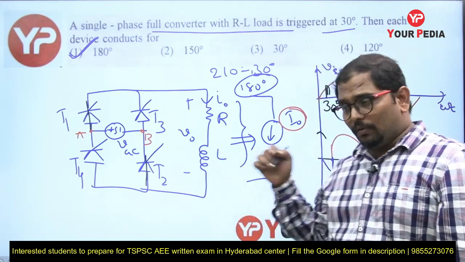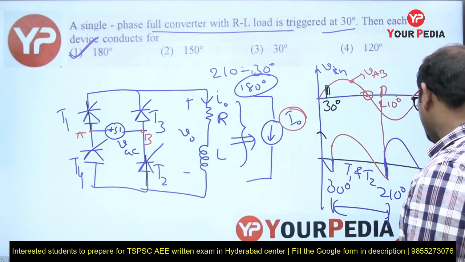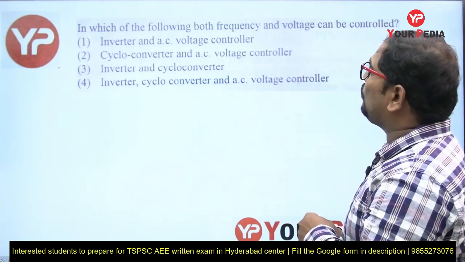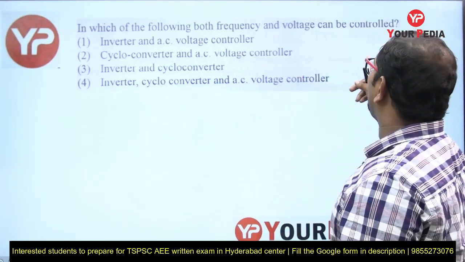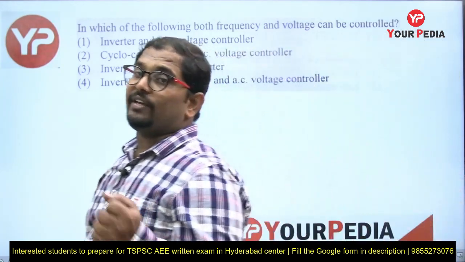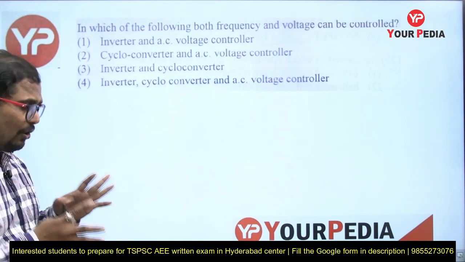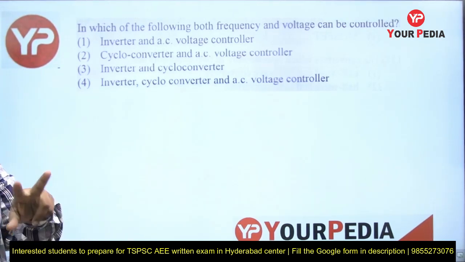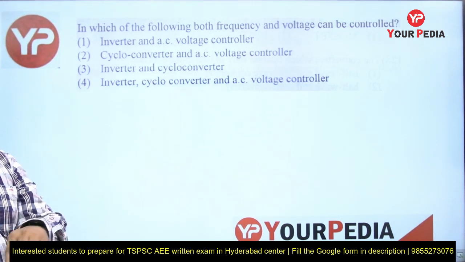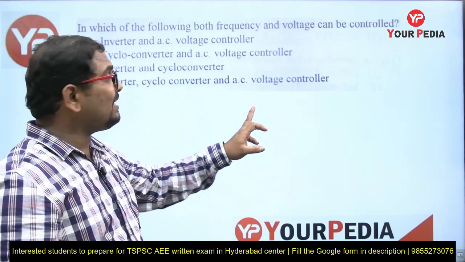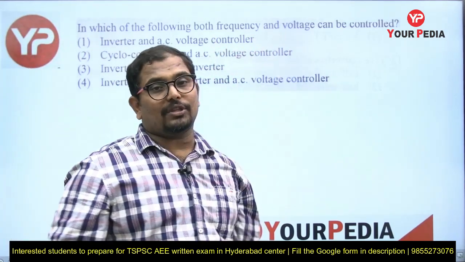Now let's move to the next question. What is the next question he has given? In which of the following are both frequency and voltage controllable? Now this question you can solve in 10 seconds if you remember the basic idea about all the circuits. So what is the question he has asked? Frequency and voltage both are controlled.